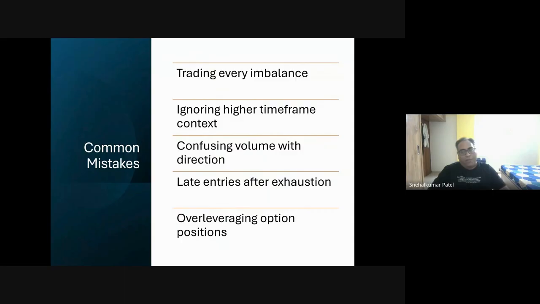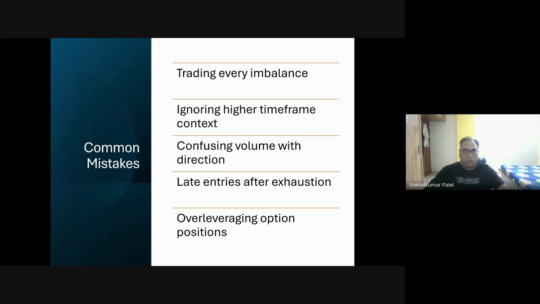A common mistake that traders make when using order flow is trading every imbalance. We don't have to trade every imbalance. We have to identify the key levels where the imbalance is happening and someone is dominating. So we have to trade only those areas where we see the confirmation that one side is becoming aggressive.